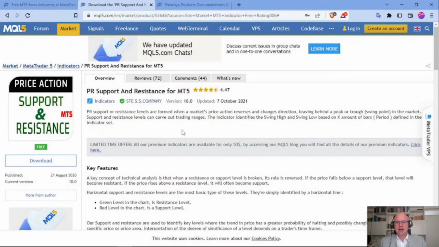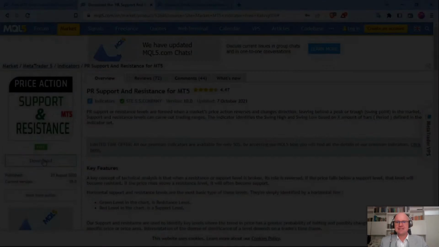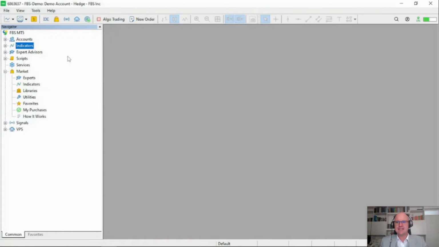So if you want to download the indicator, you can either download it directly from the website, or you can log into your MetaTrader 5 terminal and download it directly from there. I recommend downloading it directly from your MetaTrader platform. The reason for this is it makes it a lot easier to update your indicators.